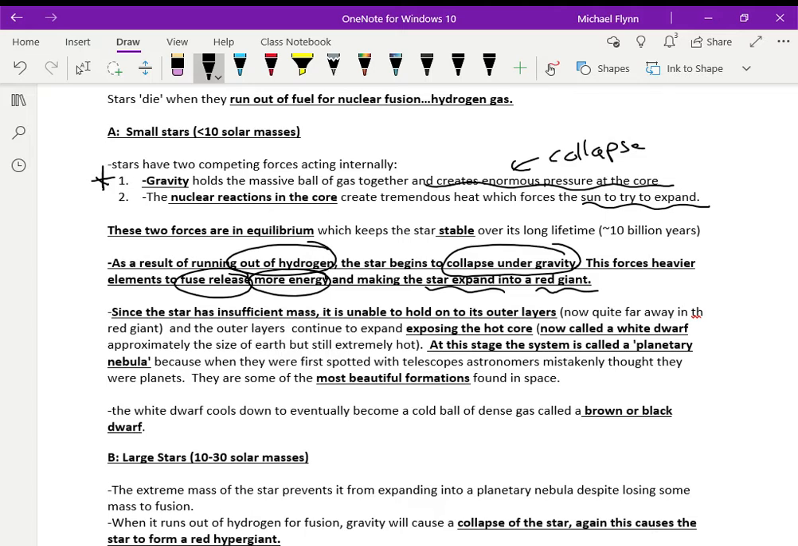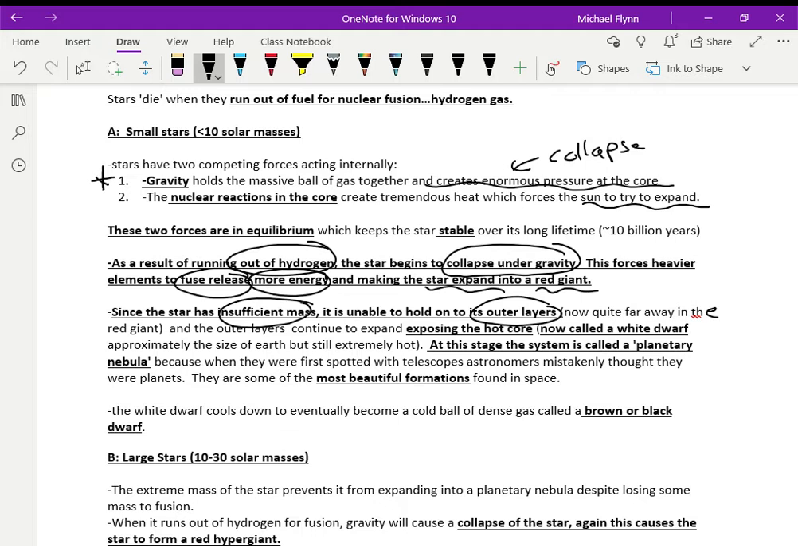Now, here's the thing. Our sun does not have a lot of mass compared to some other stars out there. So the sun, because it's now so big, is going to start to lose its gravitational hold on its outer layers. And so what's going to happen is, because the star has insufficient mass, it can't hold on to its outer layers, so they're going to float off into space, okay? The outer layers continue to expand, and the core of the sun will get exposed, okay? And the outer layers just float off into space.